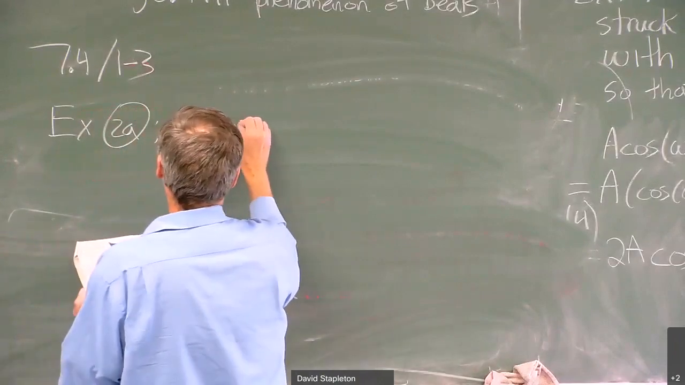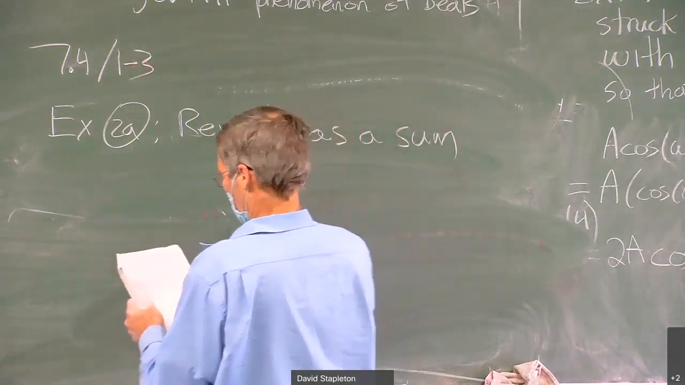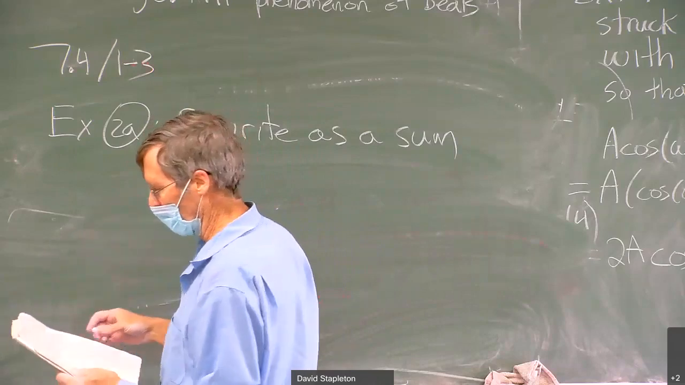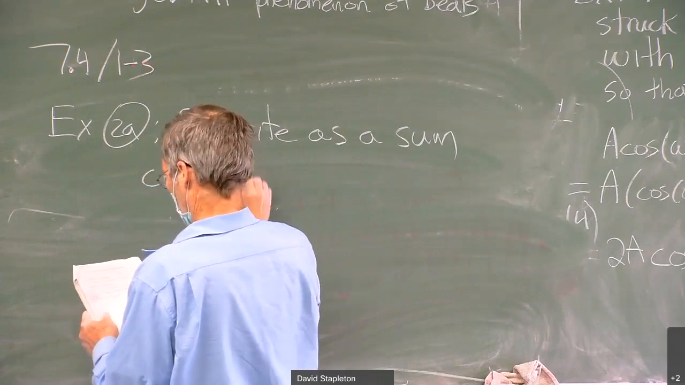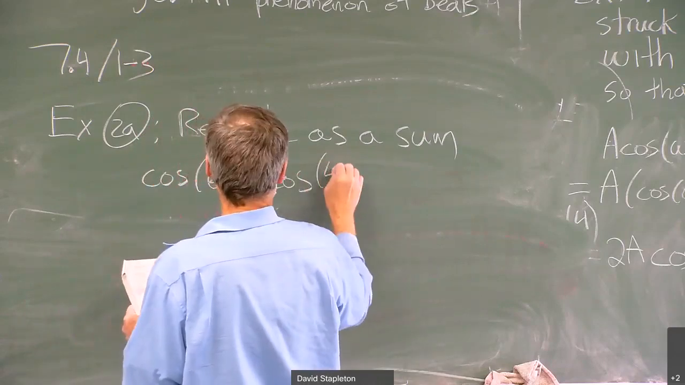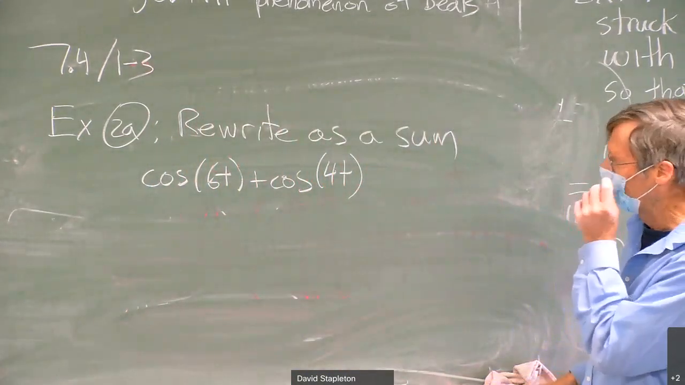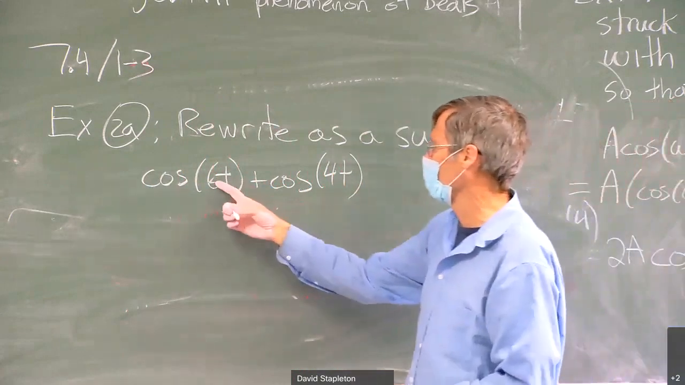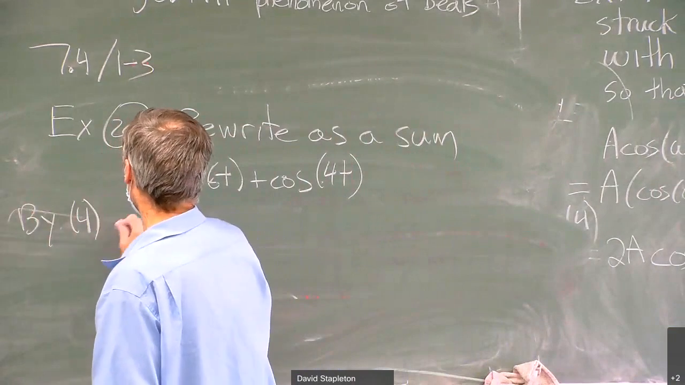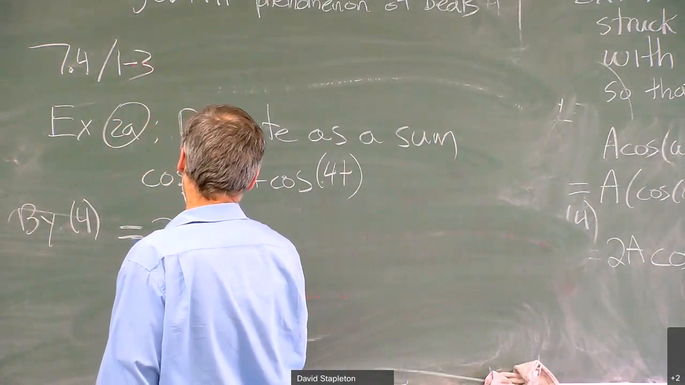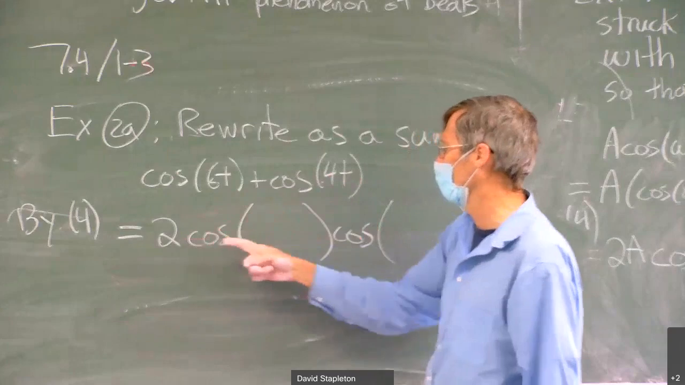Rewrite as a sum of sine waves. Suppose I gave you either a sine or a cosine function: cosine of 6t plus cosine of 4t. On the test, I'll give you this formula if you need it. You don't have to remember it. I've erased it, but the cosine sum, by equation 4 that we wrote up there, is equal to twice the product of cosines. This is the one that's most popular in books, I think. Cosine plus cosine is 2 cosine cosine.